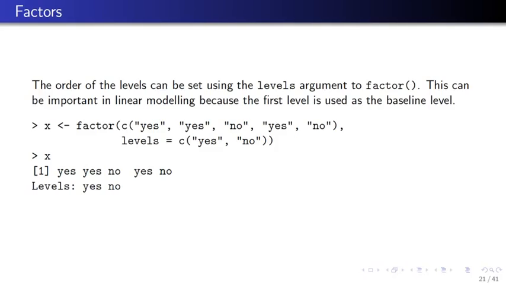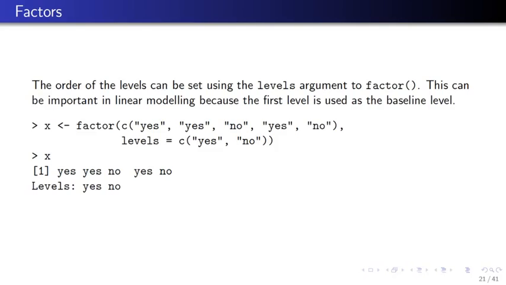So for example, if I create a factor variable with the elements yes and no, then the baseline level will be the first level that's encountered. And because no comes before yes in the alphabet, then no will be the baseline level and yes will be the second level. Now this may not be something that you want. You might want, for example, yes to be the baseline level and no to be the second level. And then in that case, you have to explicitly tell R that yes is going to be the first level. And you can do that using the levels argument to the factor function.